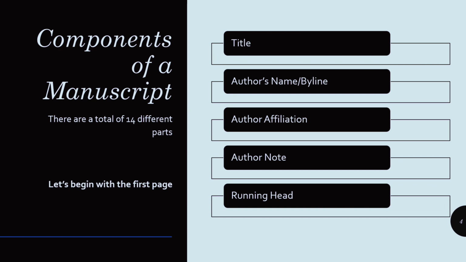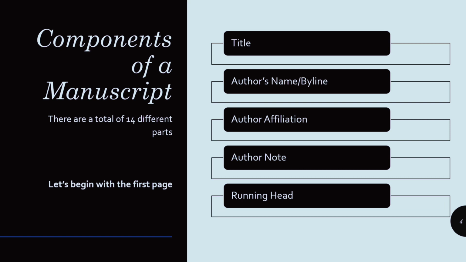So talking about the components of a manuscript, there are a total of 14 different parts. Let's begin with the first page. So the title summarizes the idea in a succinct statement that engages readers. It shouldn't be long, and it describes the purpose. The author's name, or byline, is your first and last name with your middle initials. Author affiliation describes where the author works and where the research was conducted.